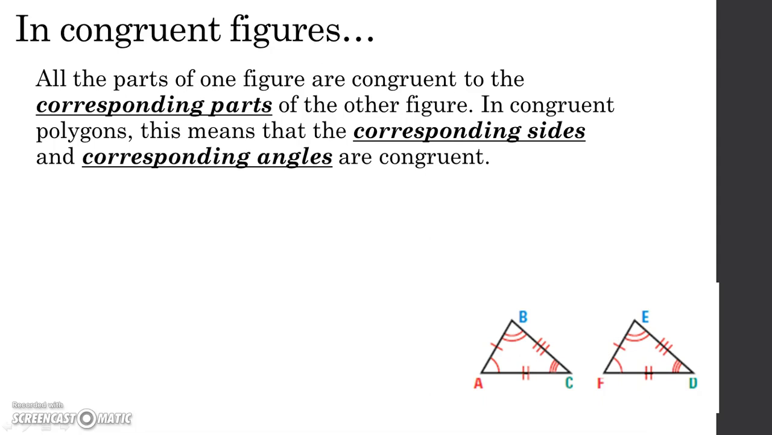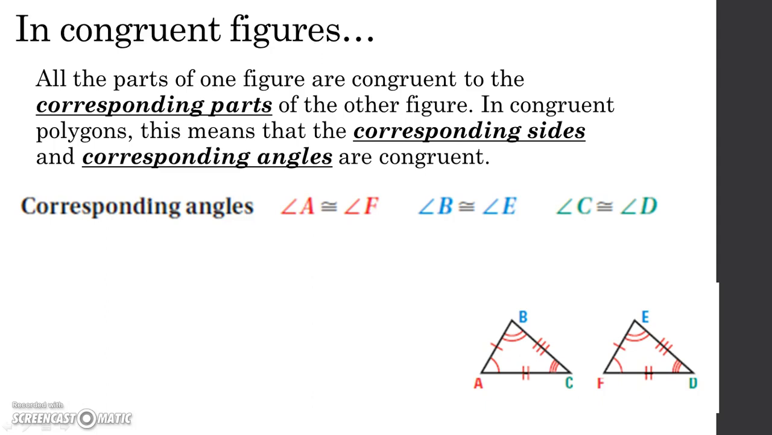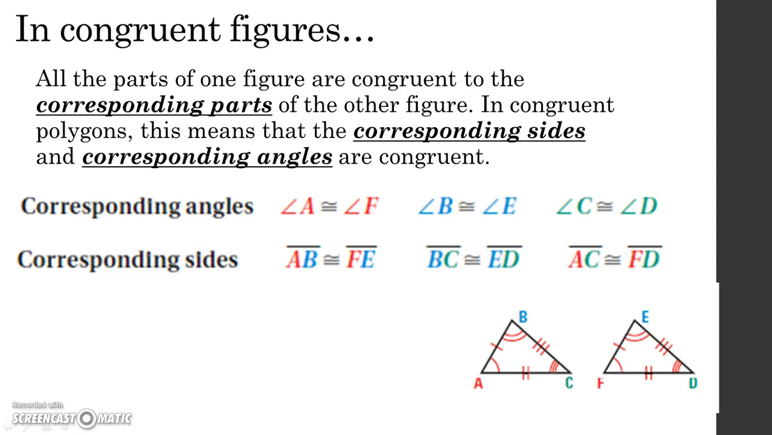So here are corresponding angles in our picture. Angle A corresponds to angle F, and they're congruent. B and E, and angle C and angle D are congruent. Those are our corresponding angles. And our corresponding sides, that would be AB and EF, or FE, BC and ED, and then AC and FD.